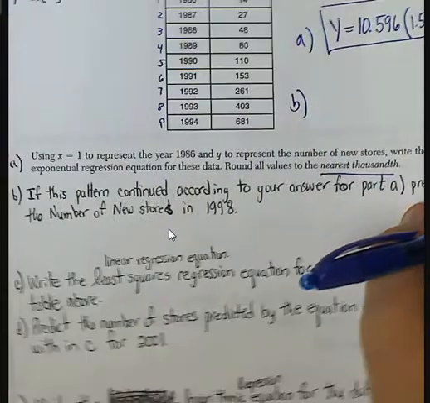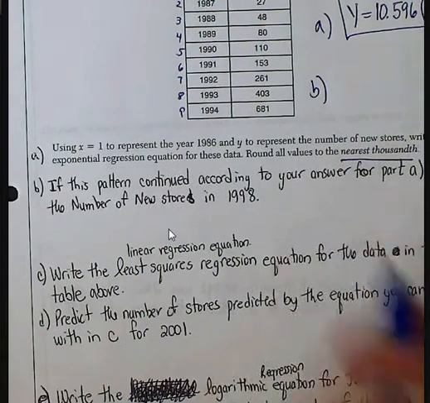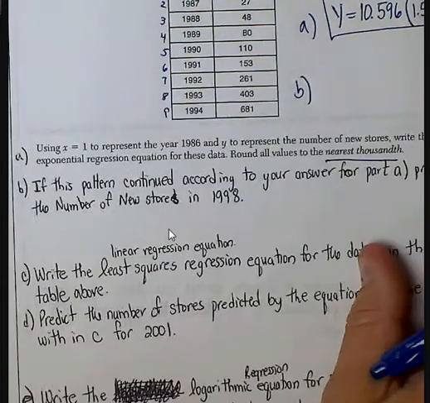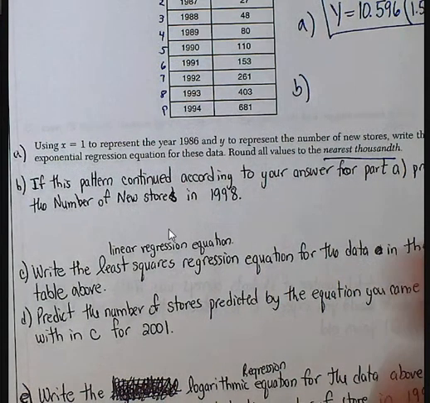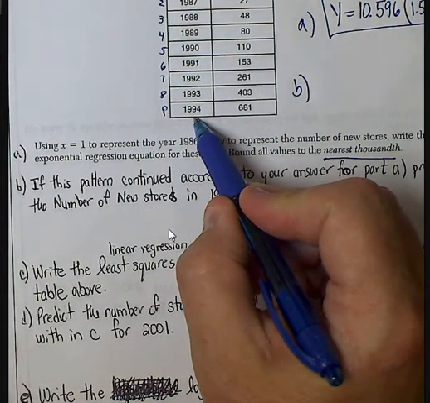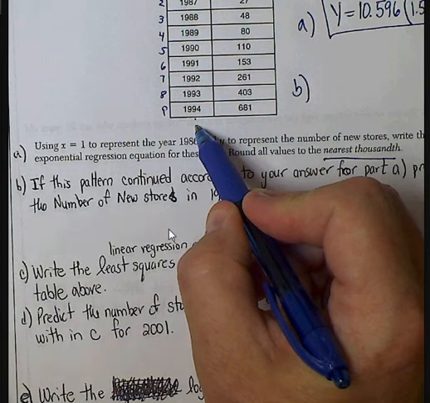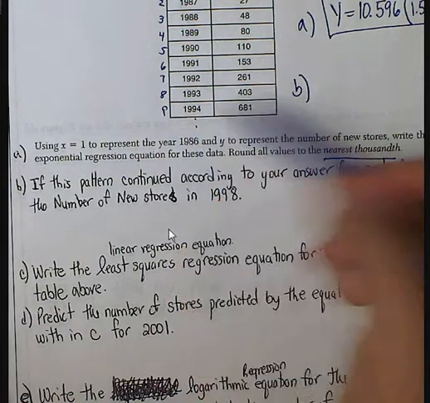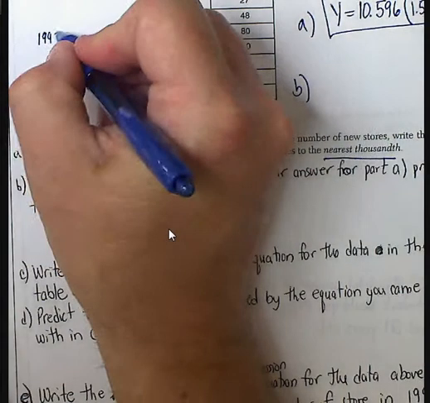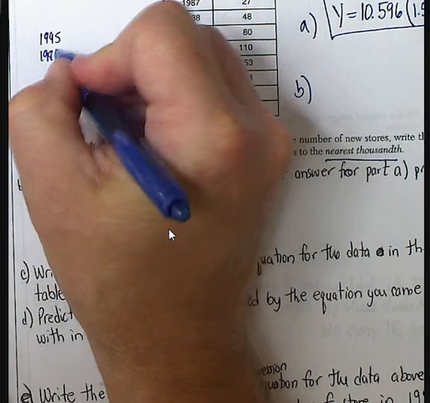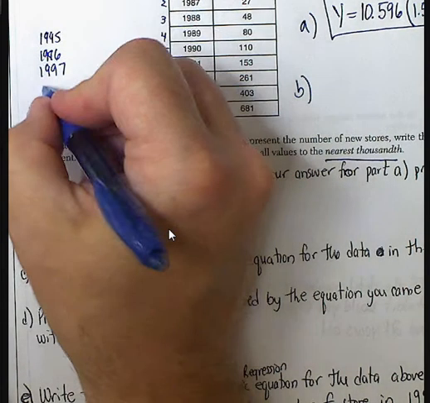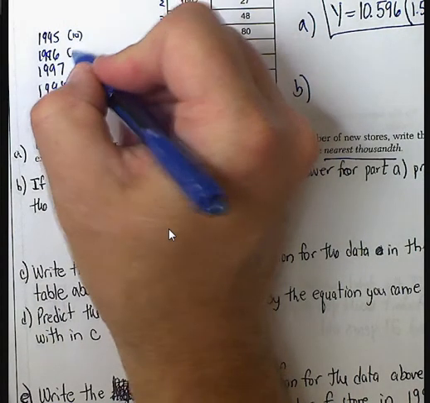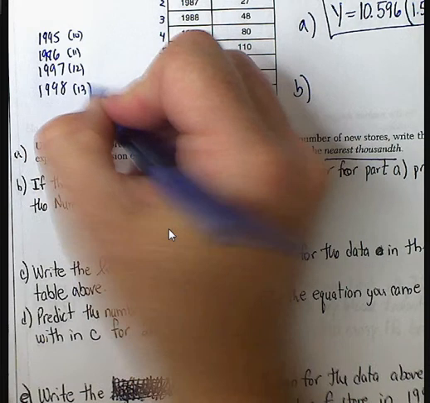is going to be, if this pattern continued according to your answer from part A, predict the number of new stores in 1998. Well, if I keep going, 94 is 9, 95 would be 10, 96 would be 11, 97 would be 12, 98 would be 13. So if you wanted to, 1995, 1996, 1997, 1998, okay? So this is 10, 11, 12, 13. So they want 1998.